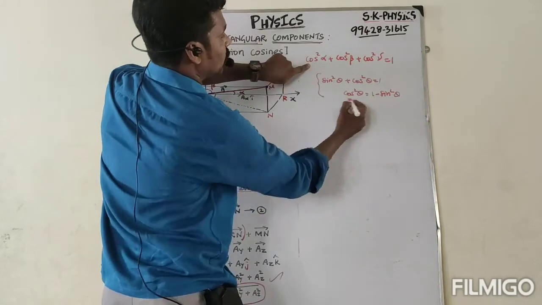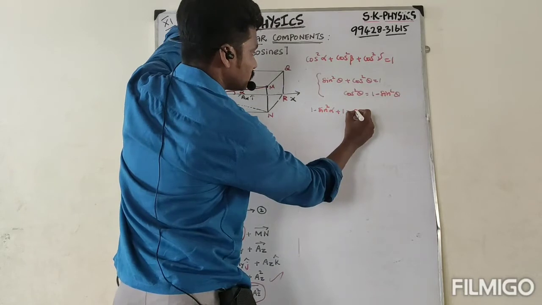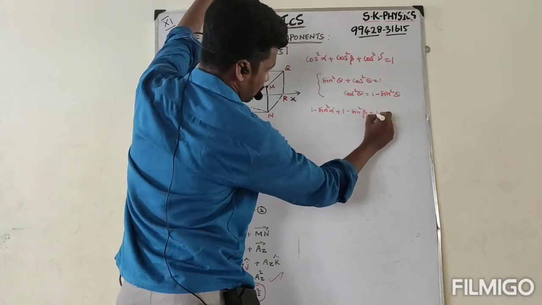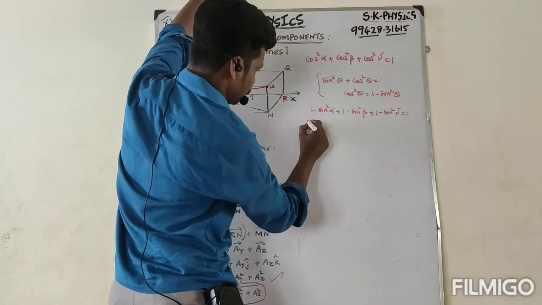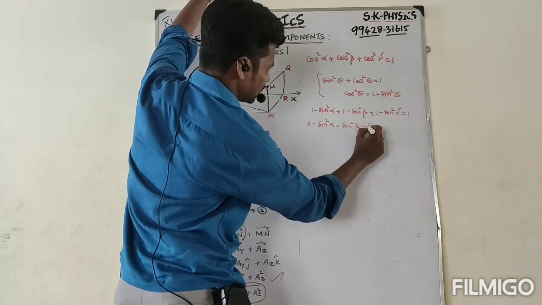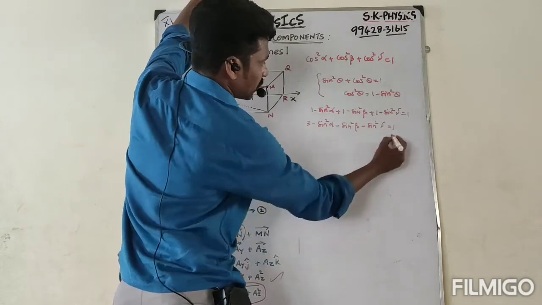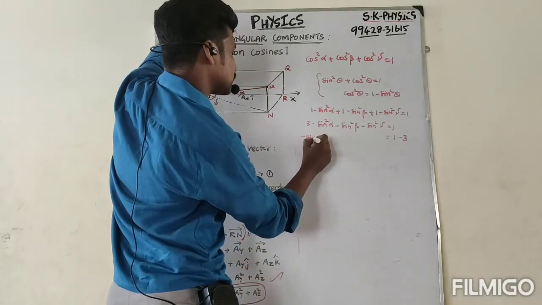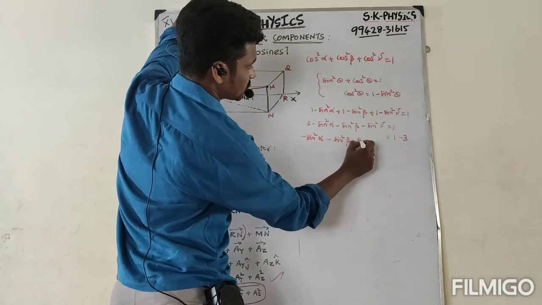Cos squared alpha, how to write? 1 minus sine squared alpha plus 1 minus sine squared beta plus 1 minus sine squared gamma is equal to 1. So 1 three times is 3. So 3 minus sine squared alpha minus sine squared beta minus sine squared gamma is equal to 1. This 3 is moving to the other side. Already 1 is there, and plus 3 moving to that side becomes minus 3. So the remaining terms we can write as minus sine squared alpha minus sine squared beta minus sine squared gamma.